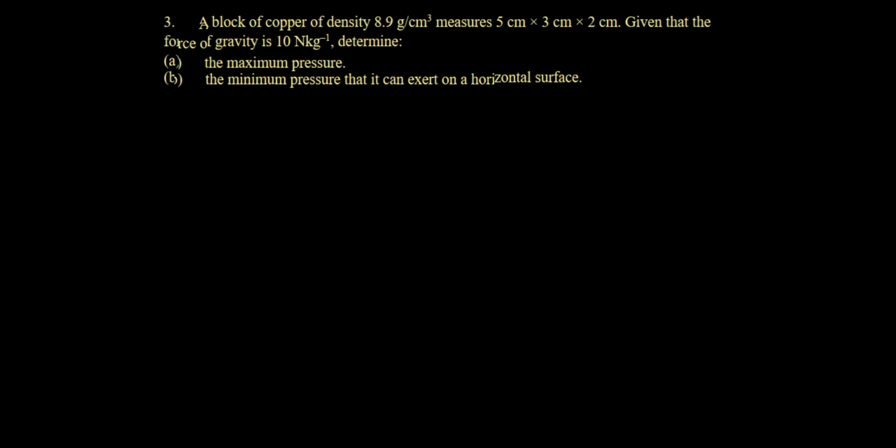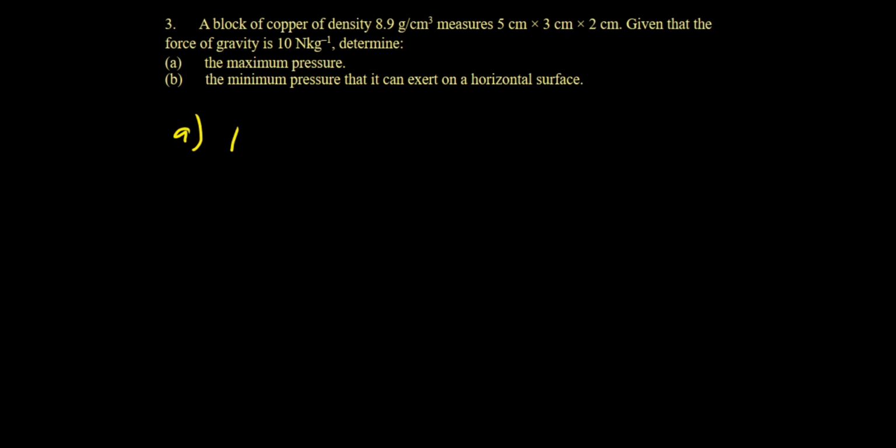Example 3. A block of copper of density 8.9 grams per cubic centimeters measures 5 centimeters by 3 centimeters by 2 centimeters. Given that the force of gravity is 10 newtons per kg, determine the maximum pressure, that is A, and B, the minimum pressure that it can exert on a horizontal surface. So you say for A, P maximum must be equal to force divided by A minimum.